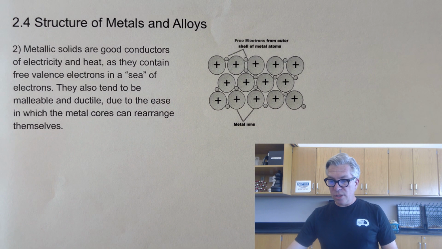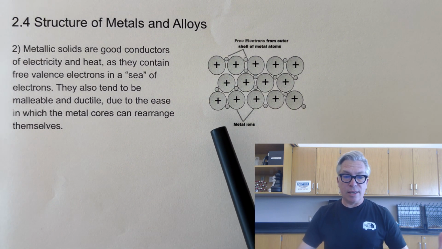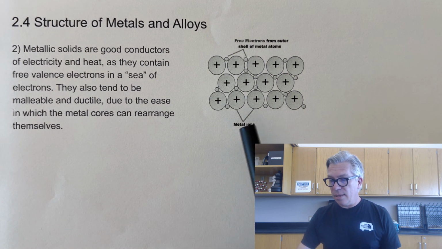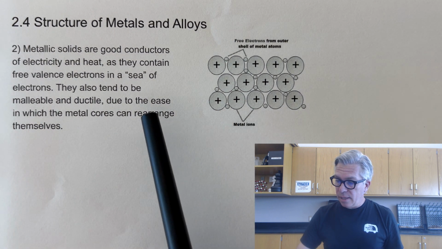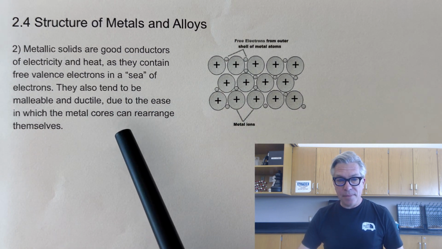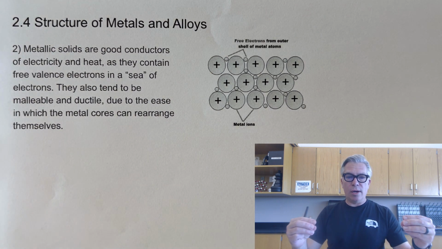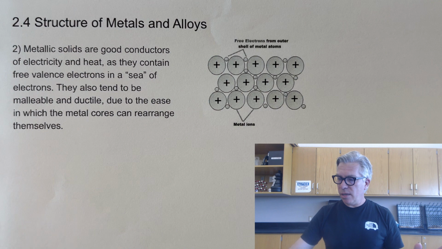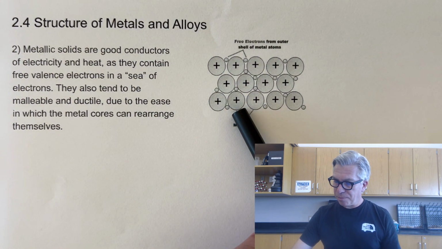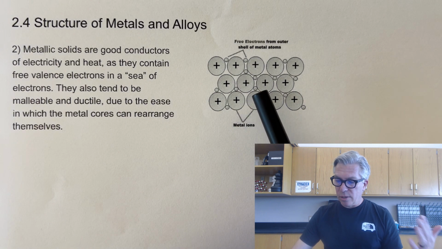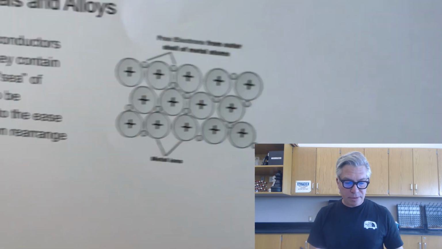Metallic solids are good conductors of electricity and heat. That's because you've got these mobile electrons that can carry electric charge from one place to another, and they can bring energy and heat from one end to the other. They also tend to be malleable and ductile. Ductile is the word we use for being able to draw them into wires. We can stretch it out because those metal cores can slide past each other, and they're still held together by that sea of electrons. And we already talked about malleability, being able to use a mallet and whack it into different shapes.